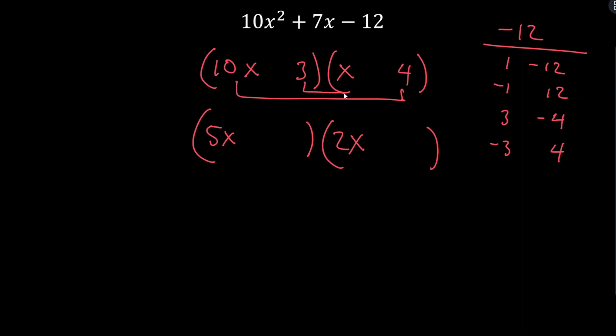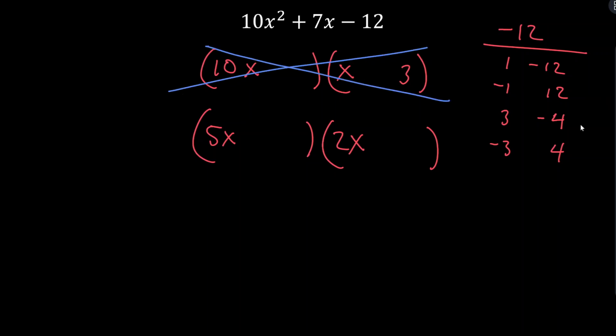40. 3. No, that can't give me 7. Yeah, really the problem is this 10, because no matter what number I put here, when I do this outer, it's going to just blow up, be way too big. And so really it's this that's the issue. It's the 10x and the x, right? So let's get rid of that.